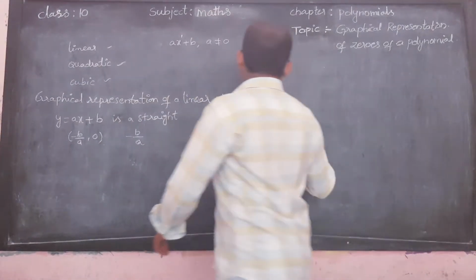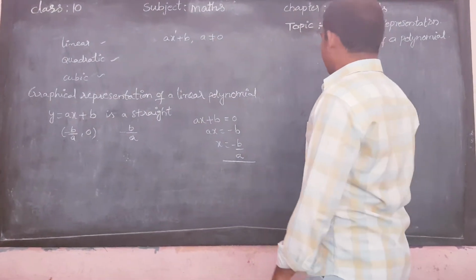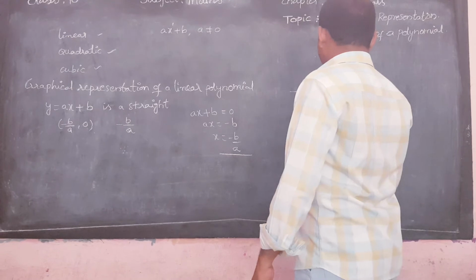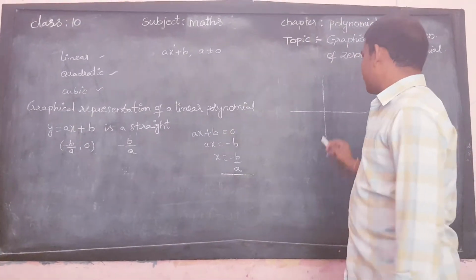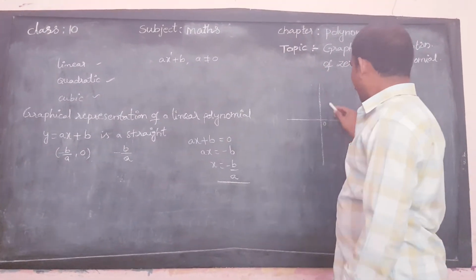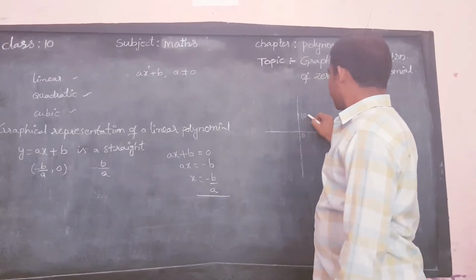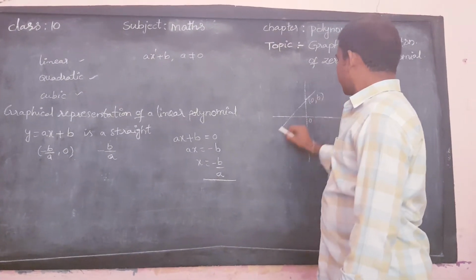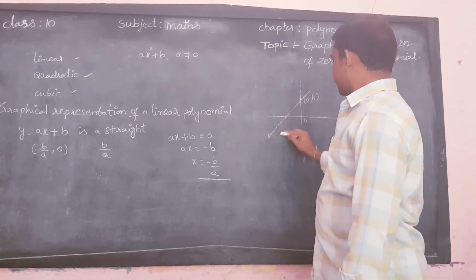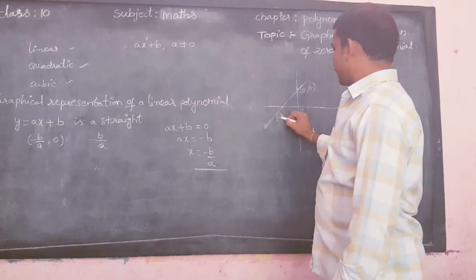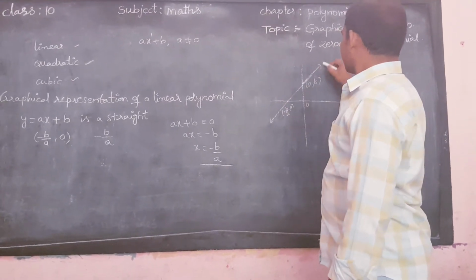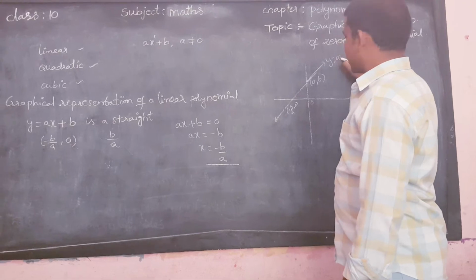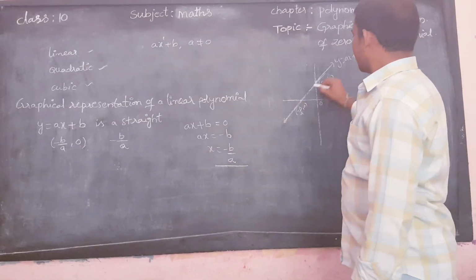So we have to draw the linear polynomial y equals ax plus b. This is the origin O. This is 0 comma b. The intersect point is minus b by a comma 0. So this is y equals ax plus b, and this is the straight line.